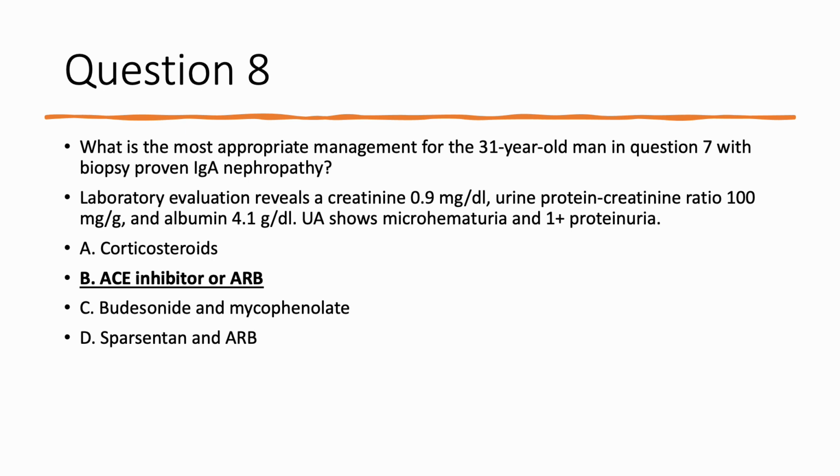So the correct answer in this patient with mild IgA nephropathy is going to be an ACE inhibitor or angiotensin receptor blocker. If the proteinuria increases, then budesonide or sparsentan is a good idea. If you're going to use sparsentan, you cannot use an ARB or an ACE. Just use the sparsentan.